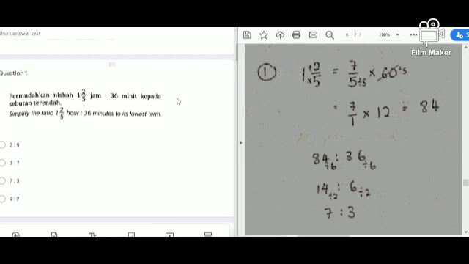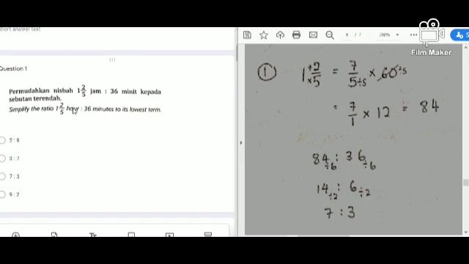Okay, so we will proceed to the first question, that is: simplify the ratio 1 2/5 hours to 36 minutes to the lowest term. When you see a question with a mixed fraction, first of all you need to change it to an improper fraction. How to change it? 1 multiplied by 5 plus 2, so you will get 7/5.